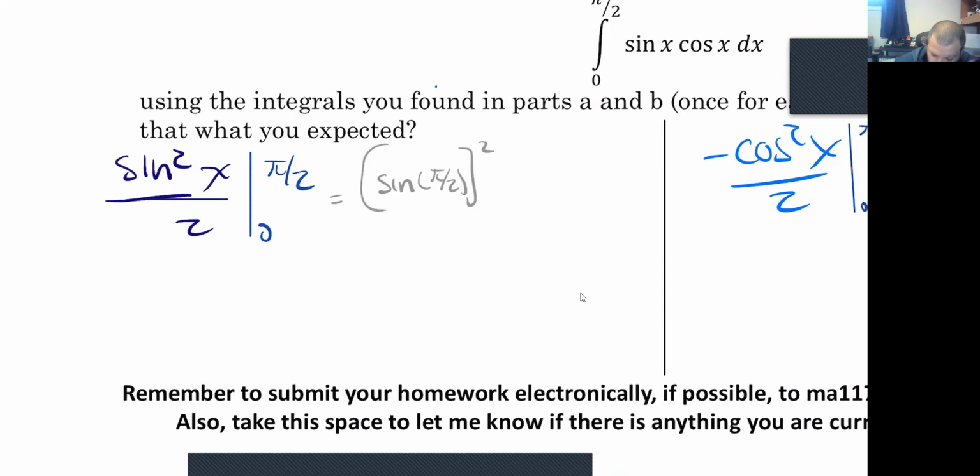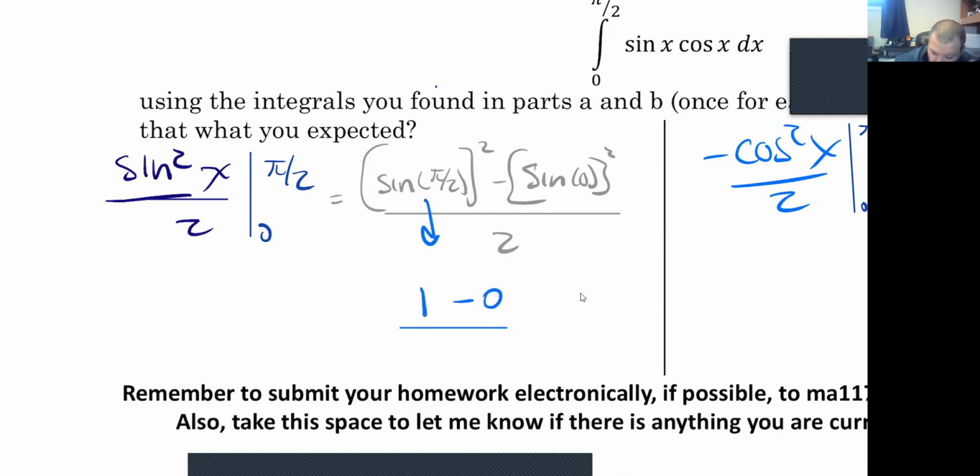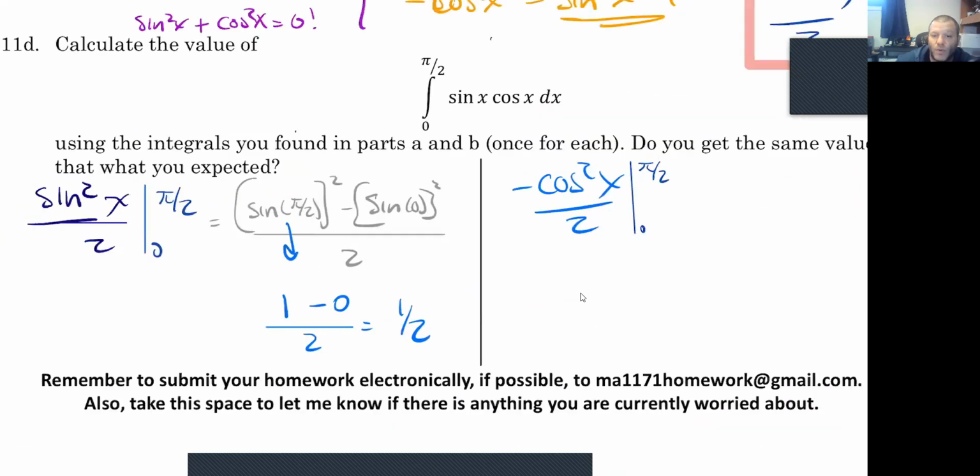That's what it means, sine squared, minus sine squared of 0, or sine of 0 squared, rather. This whole thing over 2. All right, so the sine of pi over 2 is 1. So this is going to be 1 squared, which is 1. Sine of 0 is 0. And over 2, so we get 1/2. So this antiderivative gives us 1/2.